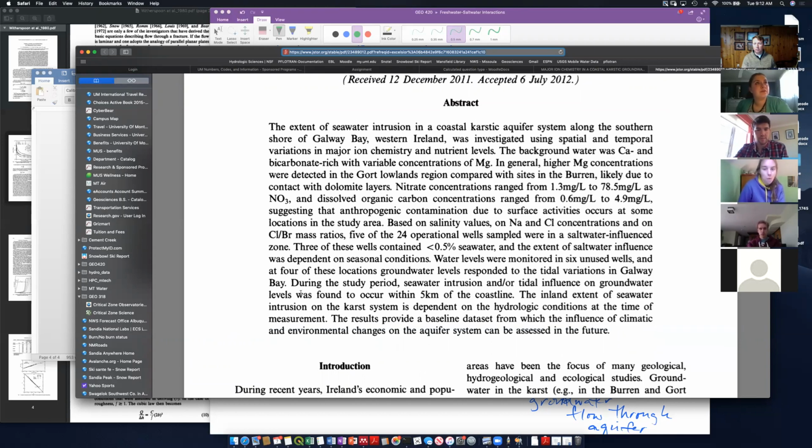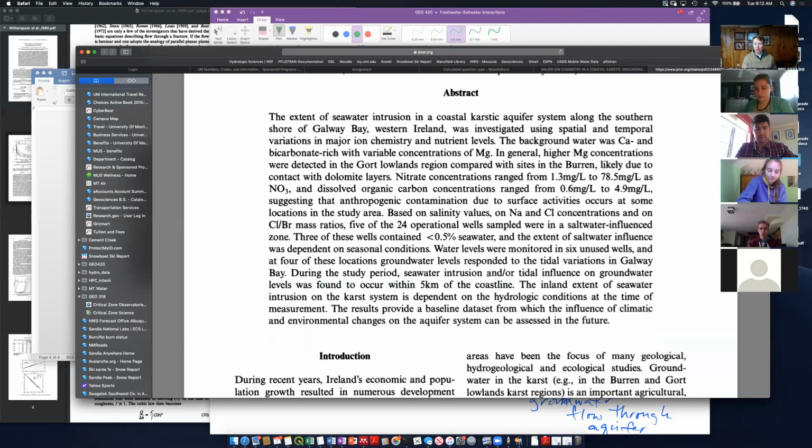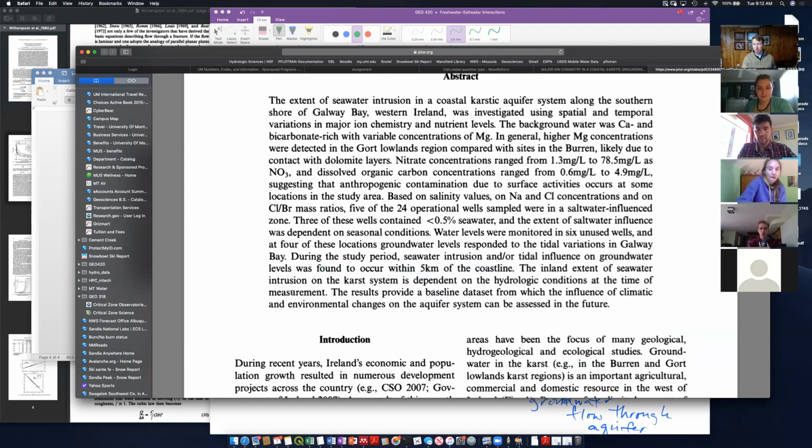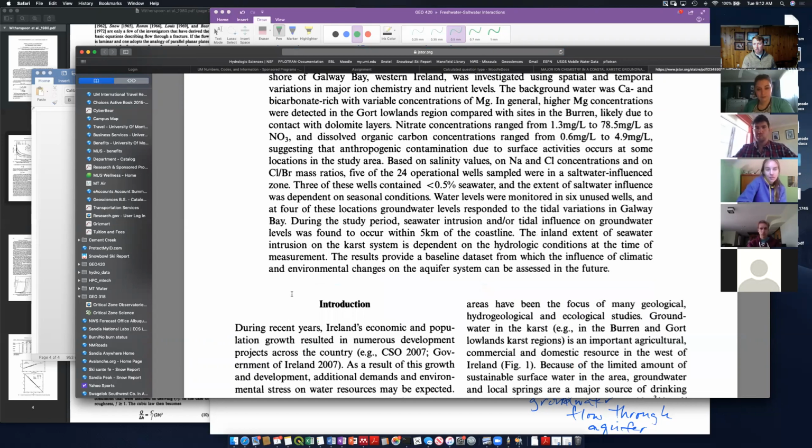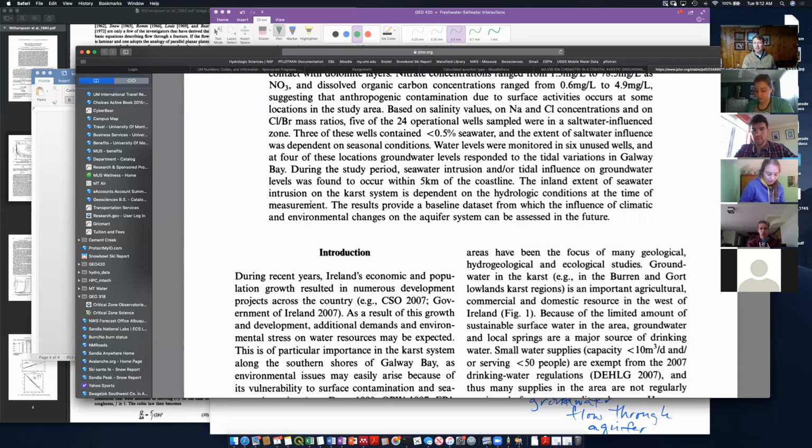Seawater intrusion was found to occur within 5 kilometers of the coastline. All right, so you had to be pretty close to the coastline. And there was some tidal influence on groundwater levels. Not necessarily on the chemistry, but on the actual level, if you were really close to the coastline. And they talked about how the extent of the seawater intrusion is dependent upon the hydrologic conditions, so how wet it was or what the discharge through the groundwater system was.